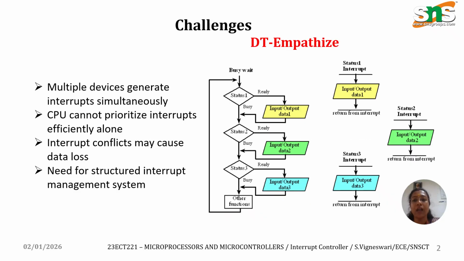So today, what happens when multiple devices like keyboard, printer, timer and communication module send interrupt requests to the CPU at the same time? Can the CPU handle all of them efficiently on its own? So here the challenges are multiple devices generating interrupts simultaneously. The CPU cannot prioritize the interrupts efficiently alone, and interrupt conflicts may cause data loss. Also, increased CPU overhead. So, this creates the need for a structured interrupt management system, and that is where the interrupt controller plays a vital role.